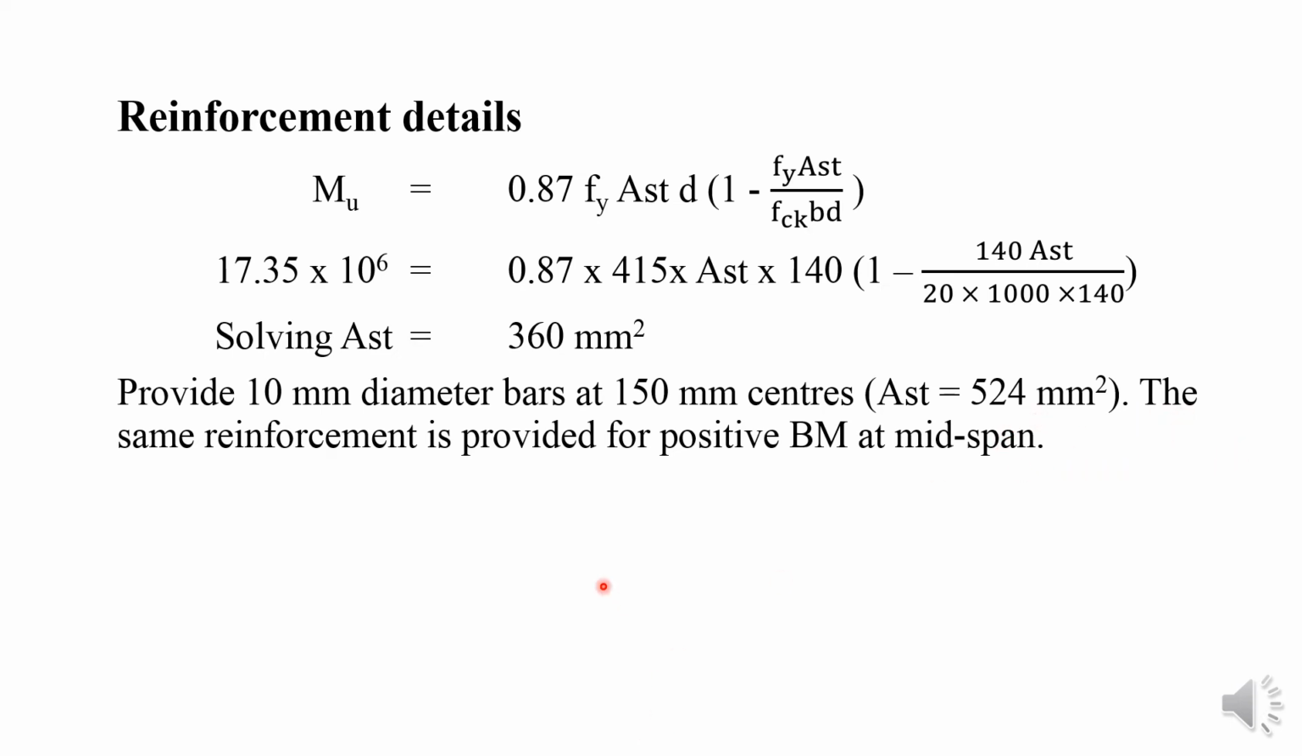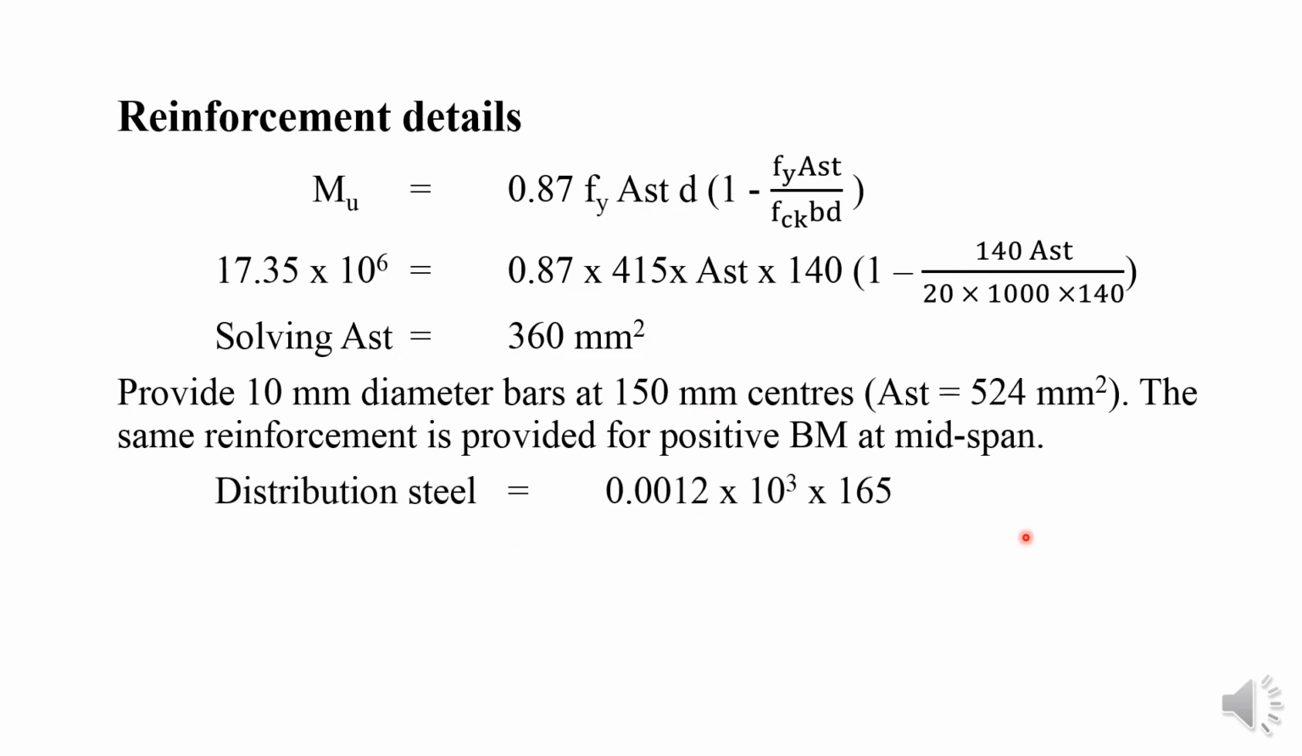How can we provide that spacing? That is small ast divided by capital Ast into 1000. Small ast is pi by 4 into D square, that is 10 square, divided by capital Ast, which is 360, into 1000. So the same reinforcement is provided in the midspan also.